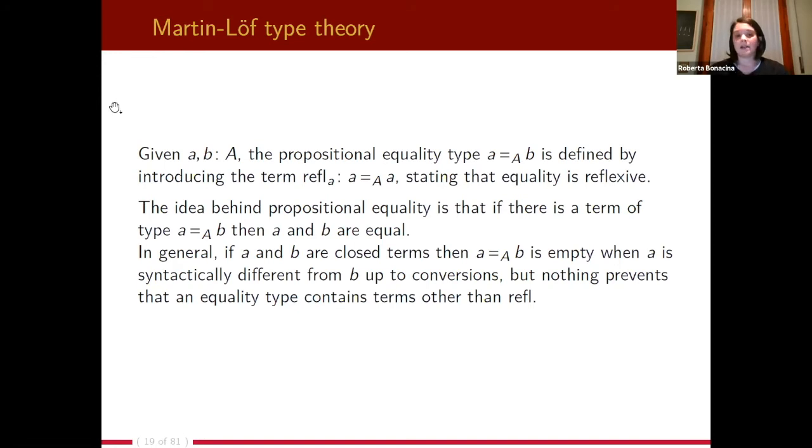The idea behind this type is that if there is a term of type a = b, then the two terms are equal. If a and b are closed terms, in general, their equality type is empty when the two terms are syntactically different up to conversions. But it is always possible that an equality type contains terms other than refl. And we will see with the higher inductive types how this is done.